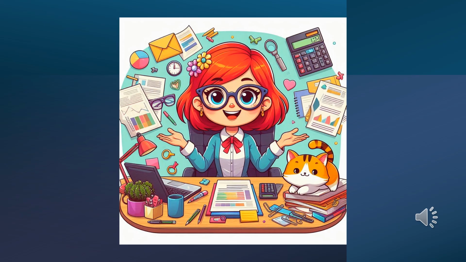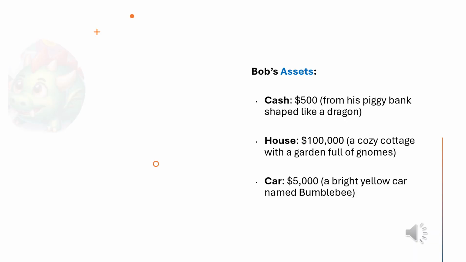Alice greeted Bob with a smile and said, "Bob, let's calculate your net worth and create a balance sheet for you. It'll be fun." Bob scratched his head. "A balance sheet? Sounds serious." Alice chuckled. "Don't worry, Bob. It's just a way to see what you own and what you owe. Let's start with your assets. Assets are things like cash, house, car, inventory, and equipment that you own."